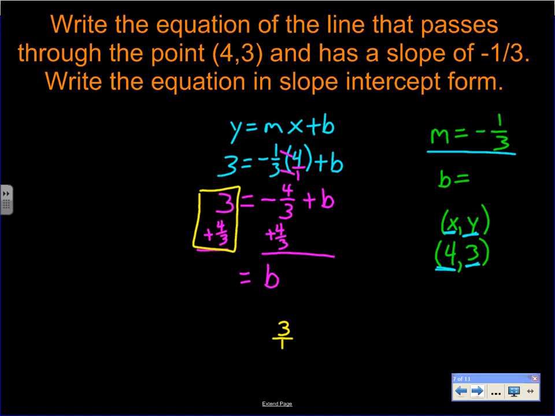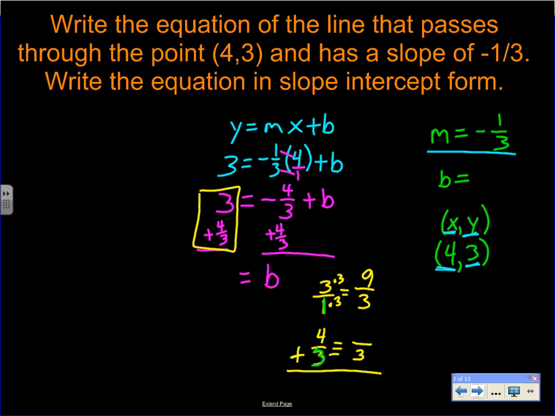So we're going to say 3 over 1, and we're going to add 4 over 3 to it. Well, we have to have common denominators, and we know the common denominator between 1 and 3 is going to be 3. What do we have to multiply this 1 by to get 3? Well, we have to multiply it by a 3. And therefore, if we multiply the 1 on the bottom by 3, we have to multiply the 3 on top by 3. And 3 times 3 will give us 9.